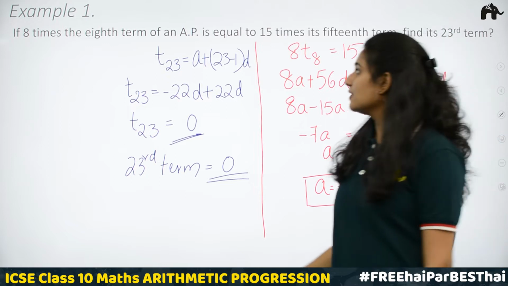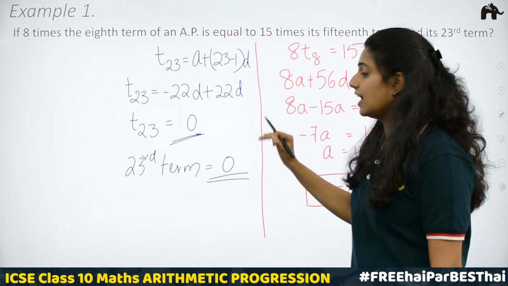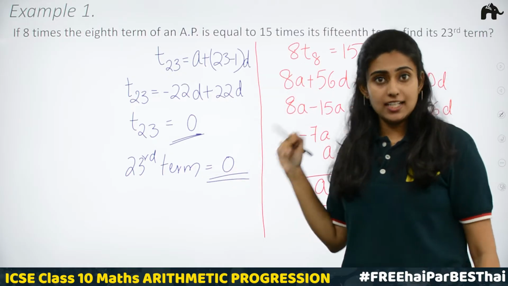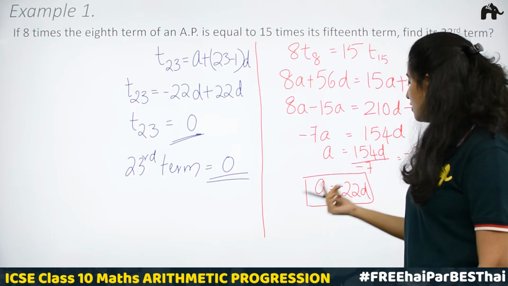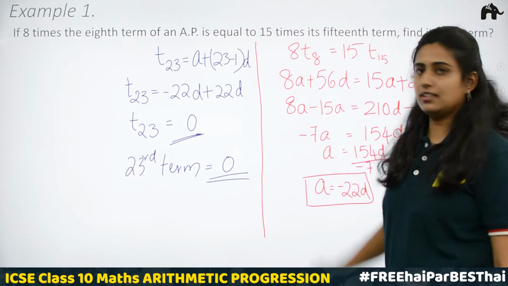Got it? First, we have to convert this statement into a mathematical expression. After that, solve. We are not getting the exact value of a and d in this question. We are making an equation which is in terms of a and d. Then substituting this value of a to find the 23rd term.